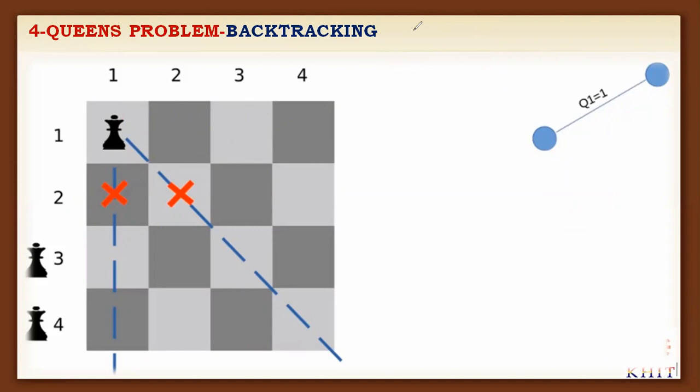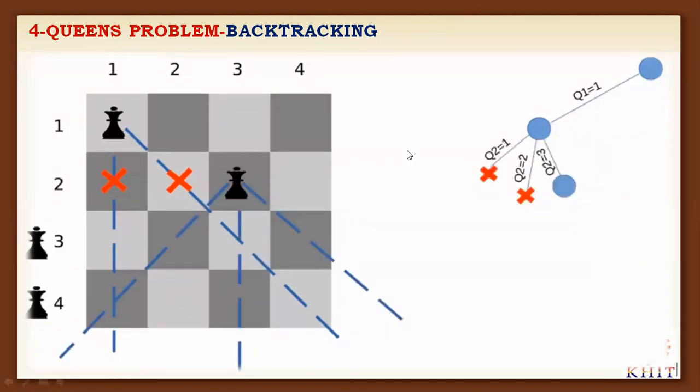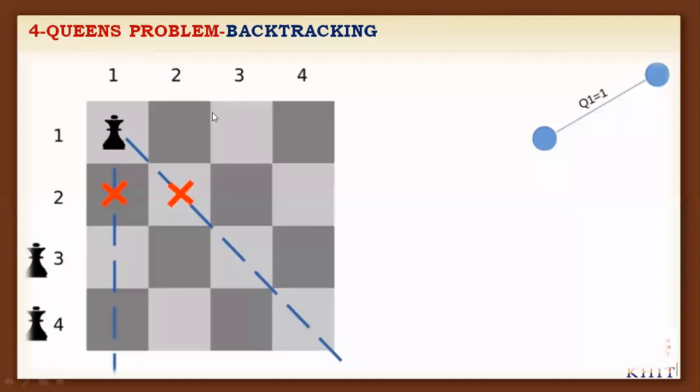Next, once the first queen is placed here, the next step is to place the second queen. Since the first queen is placed here, I cannot place the next queen in these positions. Here I cannot place, here I cannot place, here also I cannot place. This is the same row. In the same row I cannot place. Same column also is not possible.